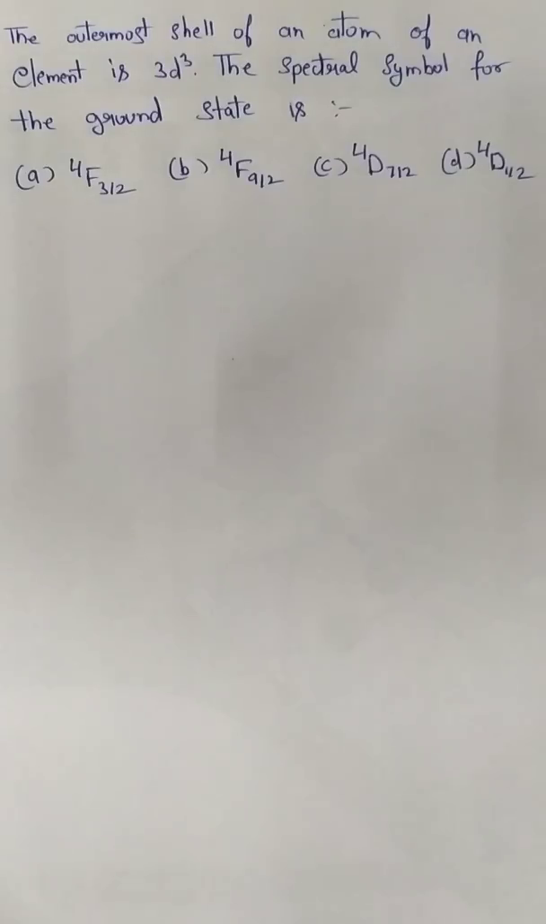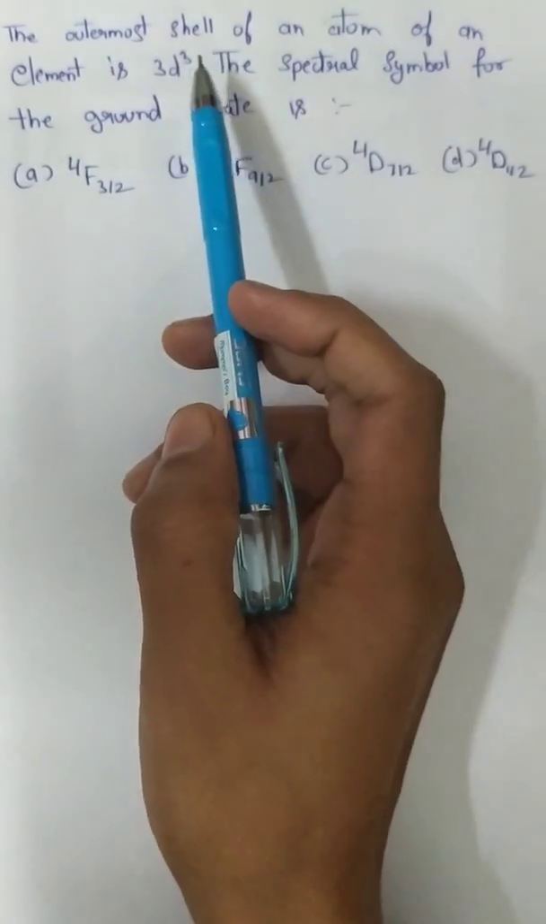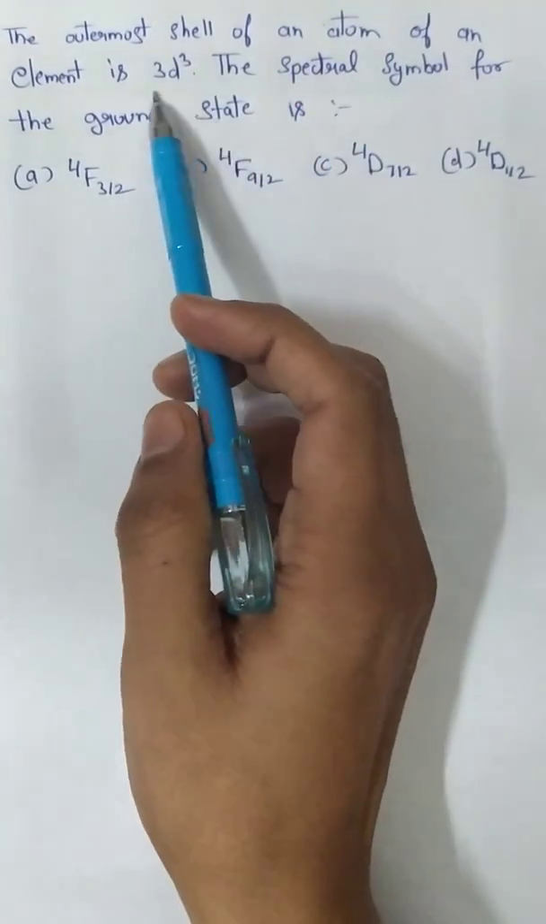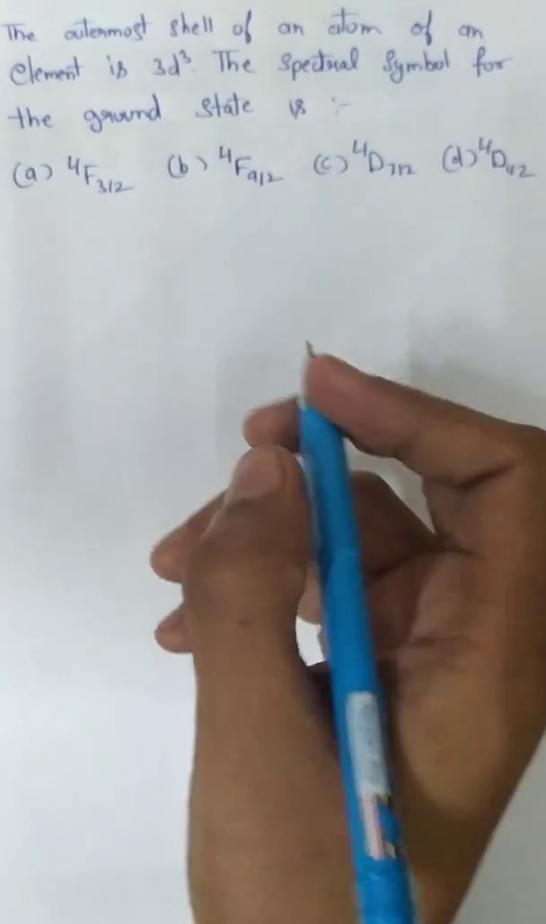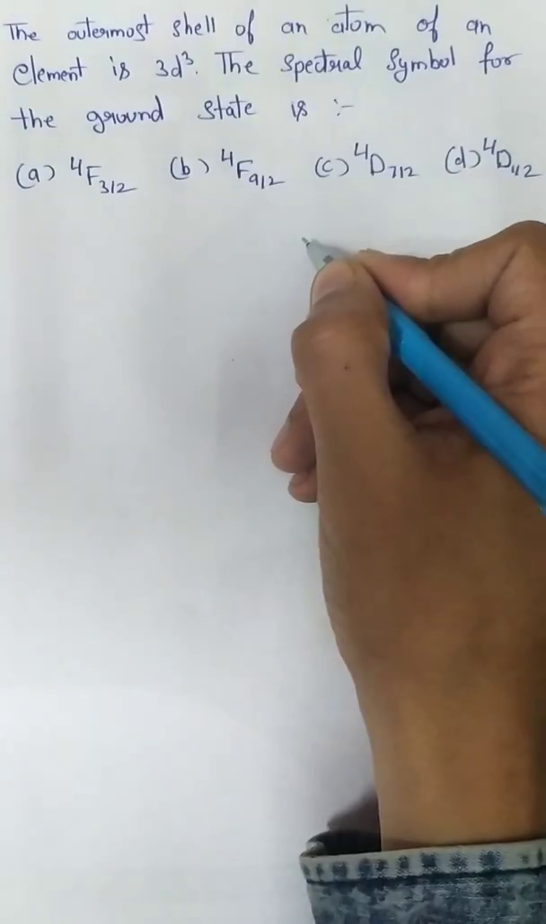Now, before attempting the question, you should know the concept of orbital and subshell, or the subdivision of the shell. A shell is divided into different subshells, and a subshell is divided into different orbitals. Each subshell has one or more orbitals. Because in this question the outermost shell of an atom is 3D3, we are only concerned with the D subshell. But let me explain what a subshell is.